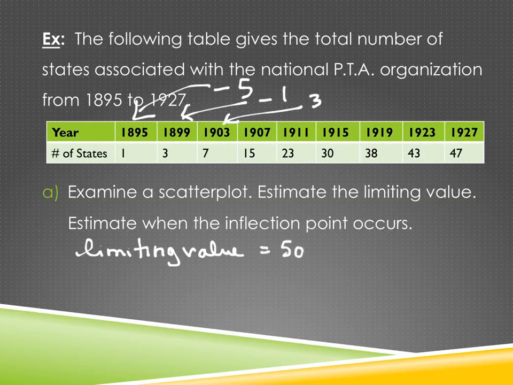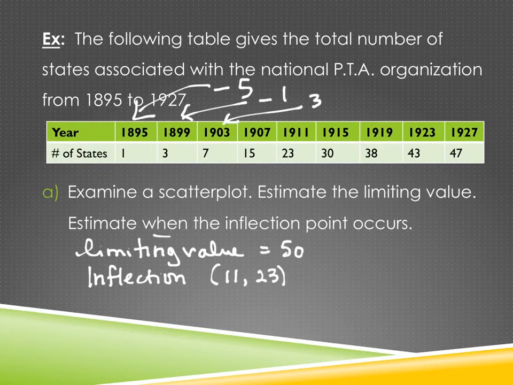And then it says to estimate the inflection point. So the inflection point is somewhere around 11. What was it at 11? 23. So this is what we estimate. So what does that mean? What is 11, 23 in the context of what we're doing?